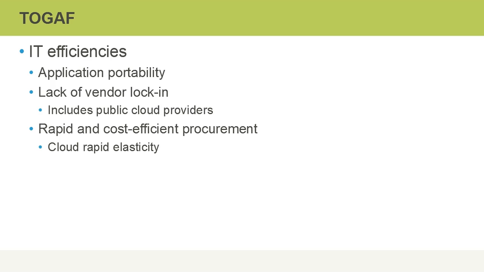Other IT efficiencies related to TOGAF include the rapid and cost-efficient procurement of IT solutions. Now, we have to be careful with this one because we don't want to sacrifice security at all phases of development of a solution. But it does relate to things like cloud rapid elasticity. This is one of the pillars of cloud computing, the ability to rapidly provision IT resources as required, and also the rapid ability to deprovision those resources when no longer needed.